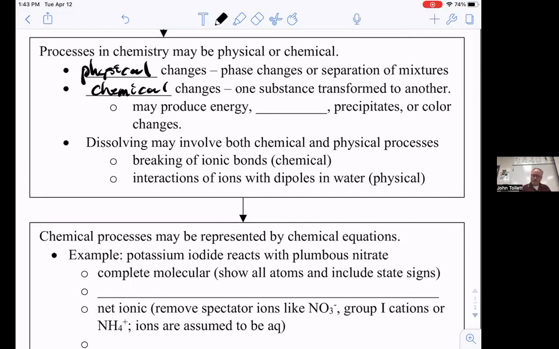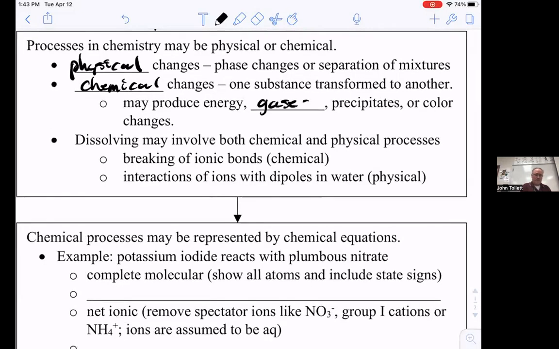For chemical reactions, they may produce energy. They may produce gases. They could also produce precipitates, or you could see color change. So that's evidence: they give off heat or light. So this produced energy could be heat or light. Gases, precipitates, or color changes. Now, color change is not always evidence that a chemical reaction took place. In fact, there are lots of physical changes that result in color changes as well. So that's not necessarily evidence that a chemical change has taken place, but it can be.